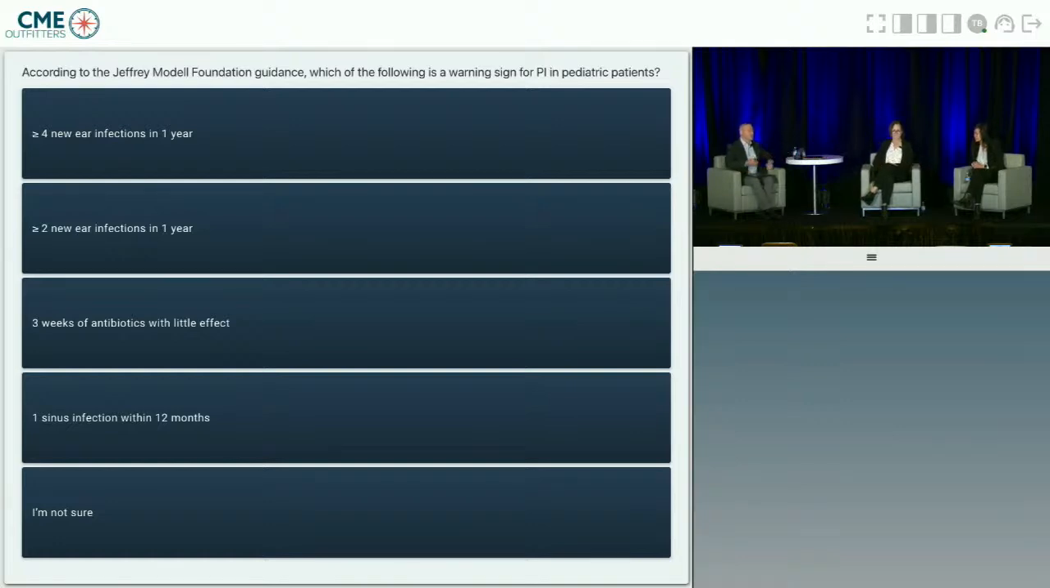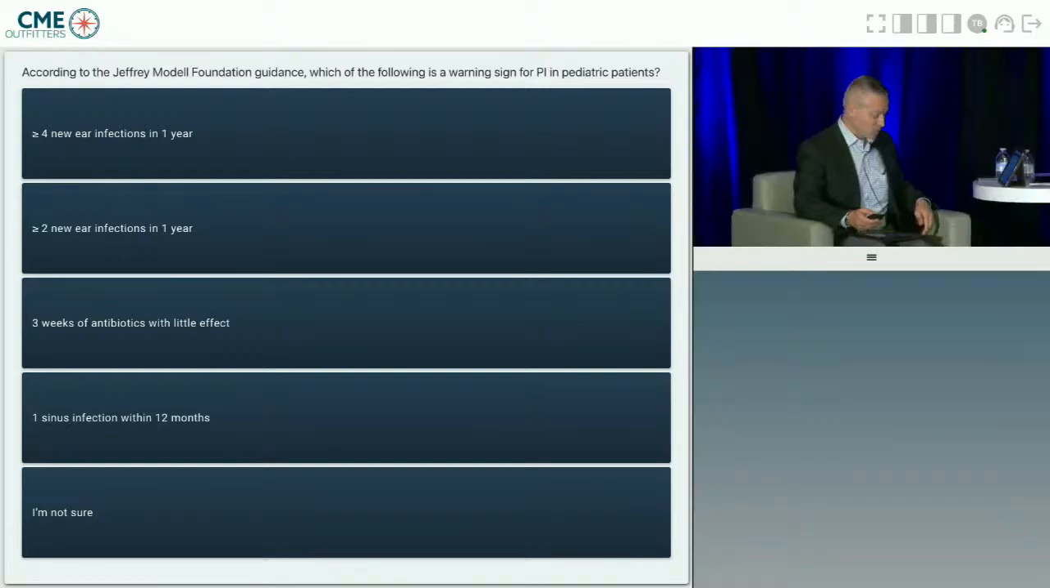Okay, so we're going to go back and we're going to revisit some of these questions that we did earlier. And the first one is going to be, according to the Jeffrey Modell Foundation guidance, which of the following is a warning sign for PI in pediatric patients? Greater than 4 new ear infections, greater than 2 new ear infections, 3 weeks of antibiotics, 1 sinus infection within 1 year, or we're not sure.